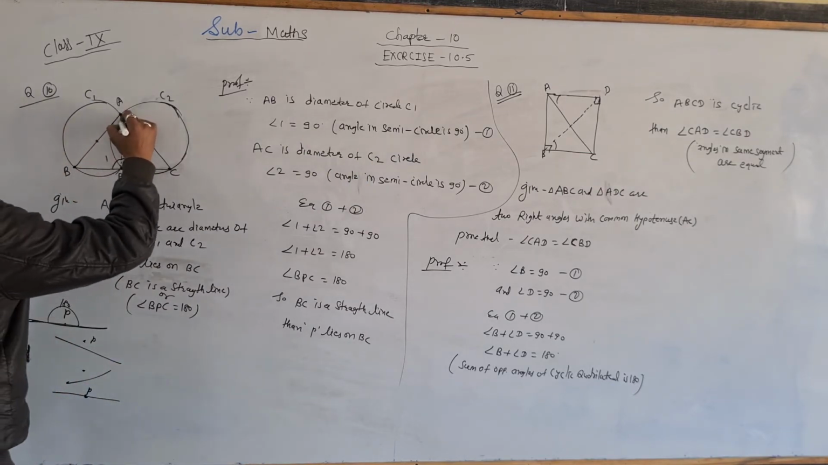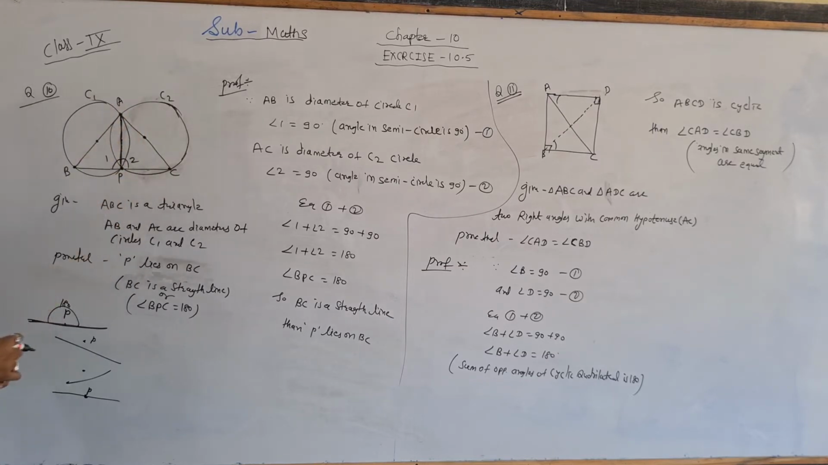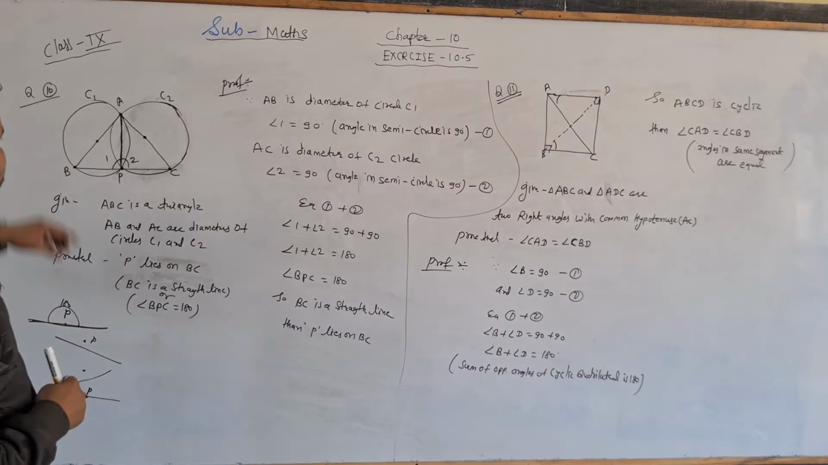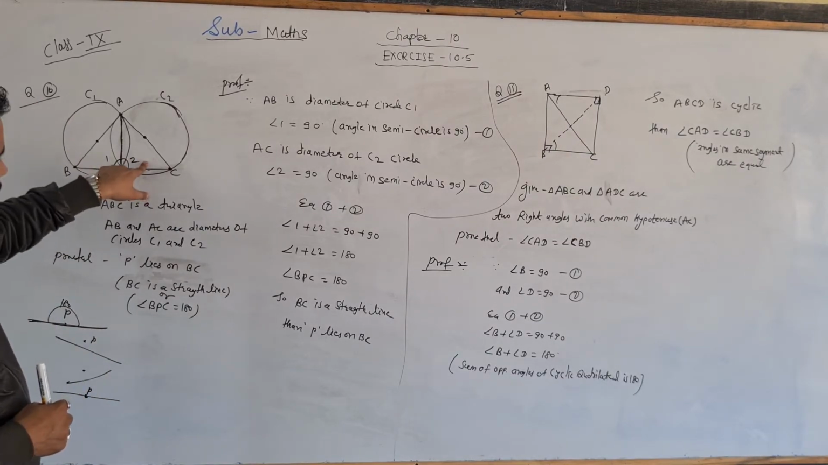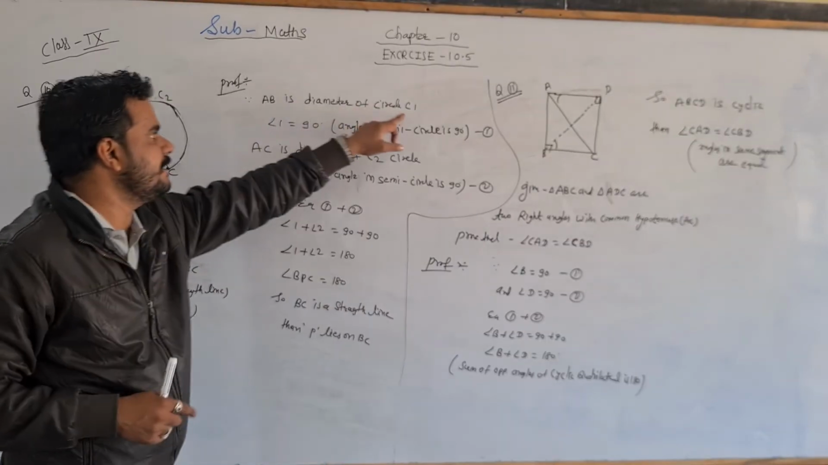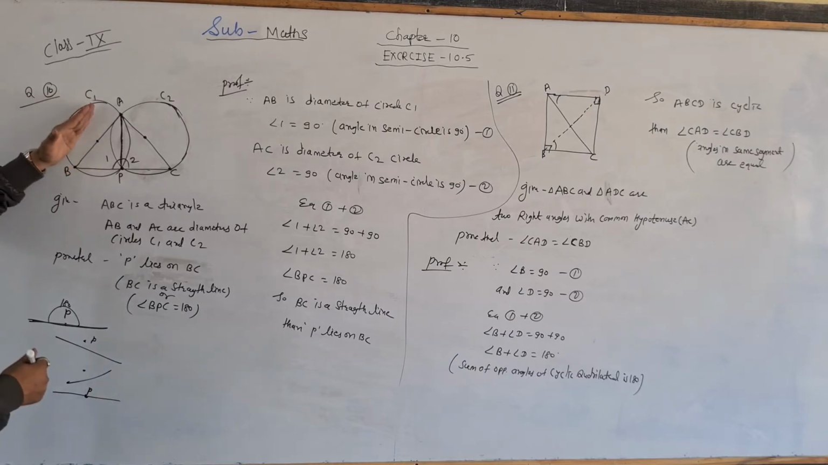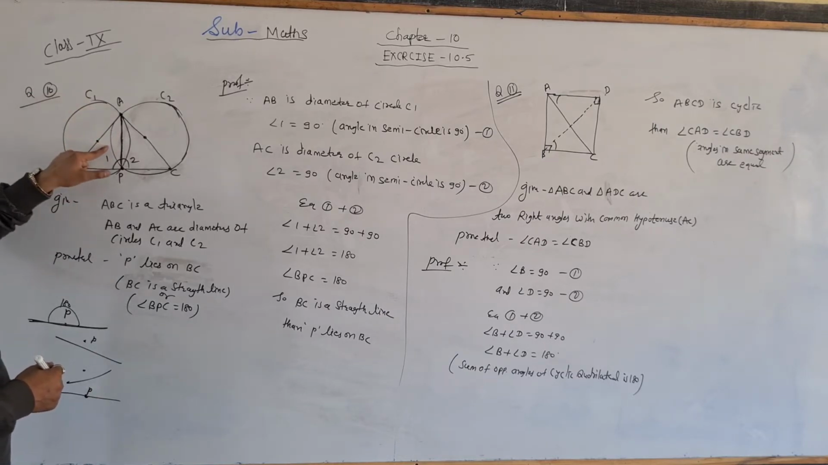So construct this line also. I have constructed this as well. AP is the common chord of both of the circles. The second thing, here I mark 1 and here I mark 2. As you know, AB is the diameter of circle C1, so we can say that this is also a semicircle and this is also a semicircle.